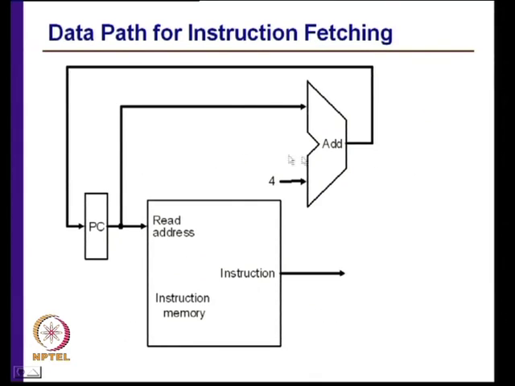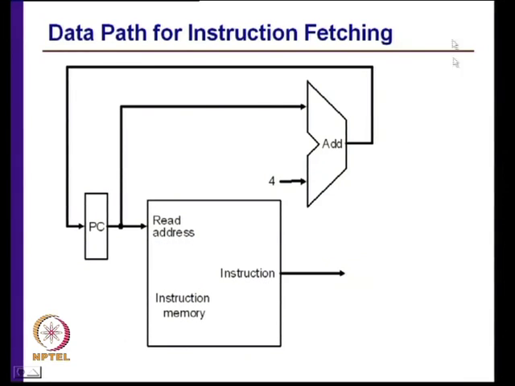As I have already told, you will require another adder. Why do you require another adder? Because you know that the next address has to be generated by adding 4 to the present value of the program counter. So, the program counter value is applied to this adder, and 4 is applied to the other arm, and the PC plus 4 is applied to the program counter. So, this is for instruction fetching. Each time you fetch one instruction, after the instruction is fetched, the new value of the program counter will be loaded from the output of this adder. So, that is, PC plus 4 will be loaded in this program counter, which will provide the address of the next instruction.